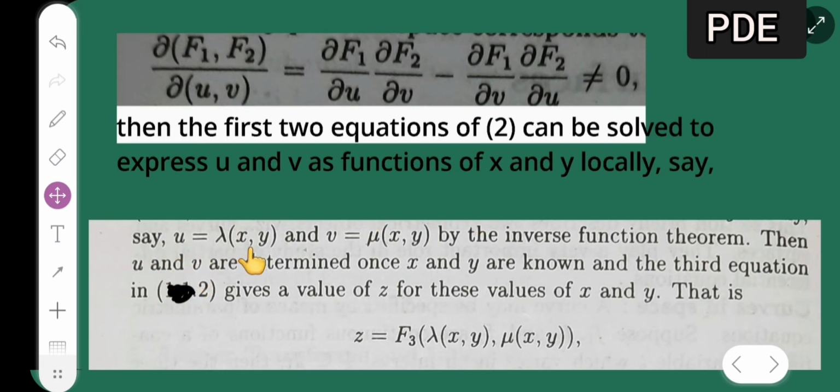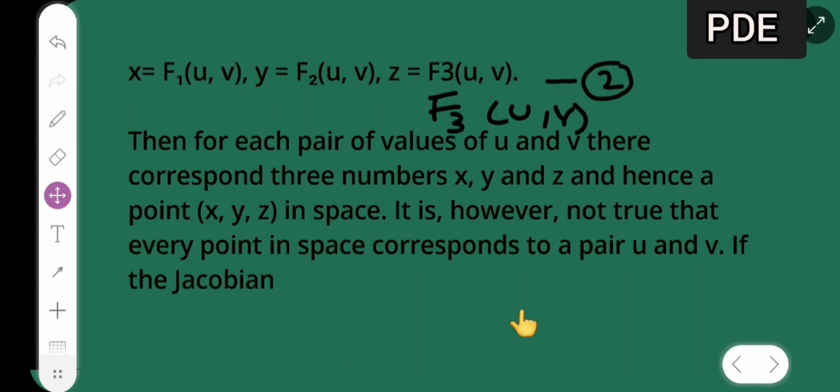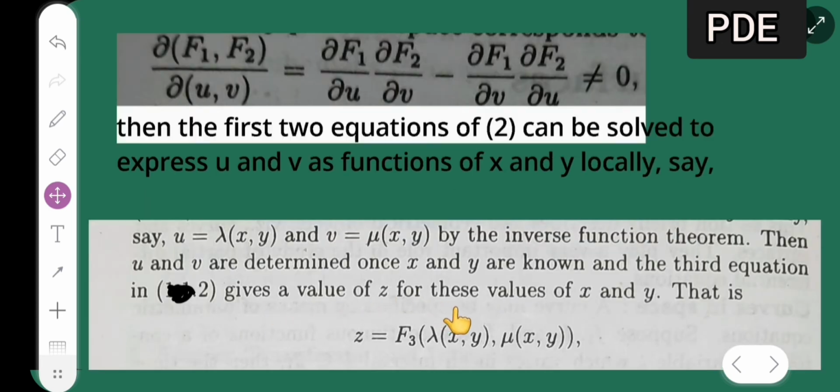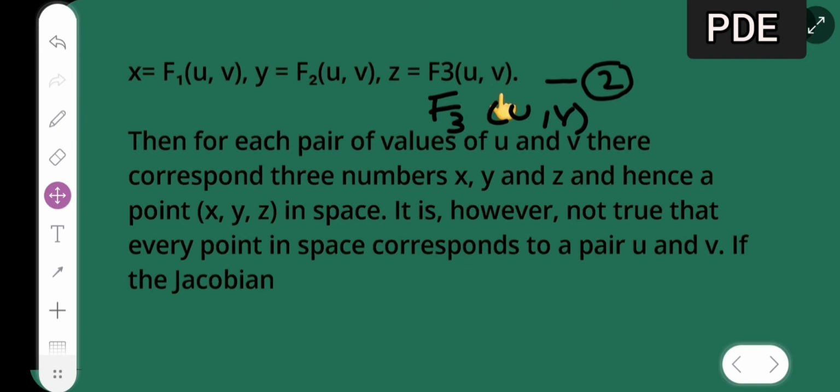So u is equal to lambda of x comma y and v is equal to mu of x comma y by the inverse function theorem. Then u and v are determined once x and y are known, and the third equation in 2, which is here, gives a value of z for these values of x and y, that is z is equal to f3 of lambda of x comma y, mu of x comma y. So it gives the value of z.